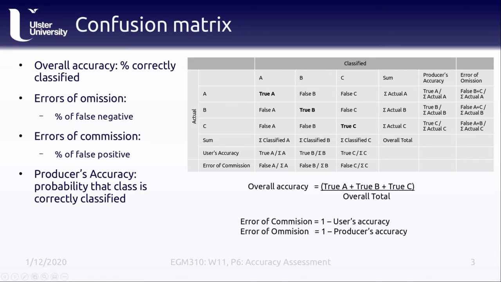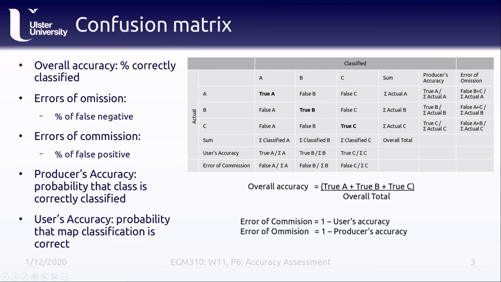Next up, we have the producer's accuracy. This is the probability that the class has been correctly classified. In other words, it tells us how well our classification scheme has done classifying a particular class. This is calculated as either the number of correctly classified A pixels, the true A, divided by the total number of pixels that are actually A, or it is also 1 minus the error of omission. So you see here, 1 minus the producer's accuracy gives us the error of omission.